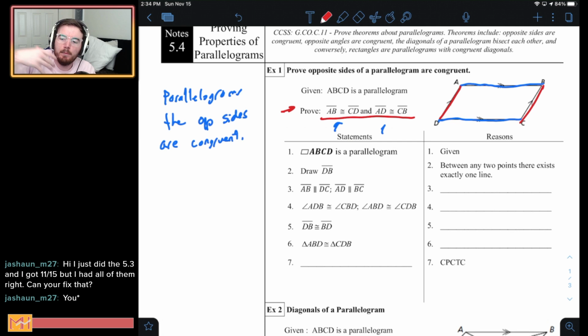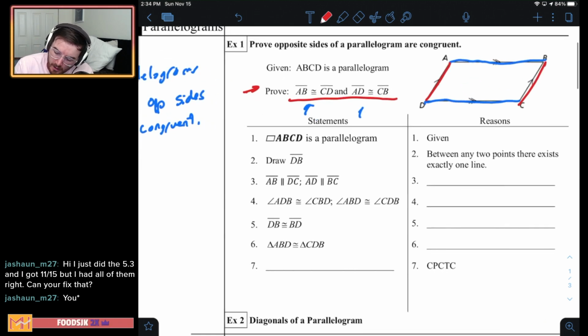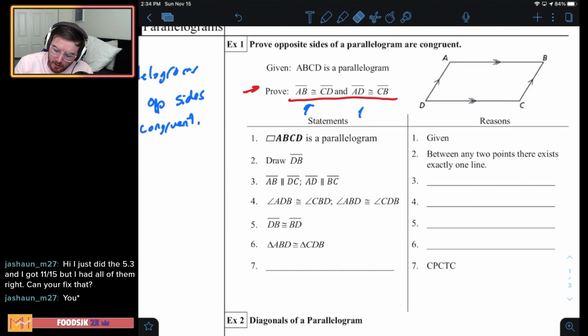It's like me just casually telling you, well, all the angles of a quadrilateral add up to 360. You believe me, we know that to be true, but why is that true? Well, opposite sides of a parallelogram are congruent. You believe me, I believe me, but why is it true? We're going to prove why it's true right now, okay? So we are given a parallelogram. So let's look at this proof step by step.